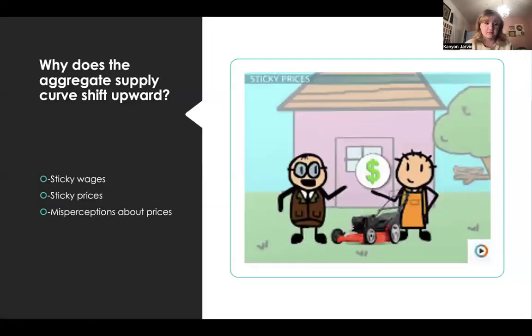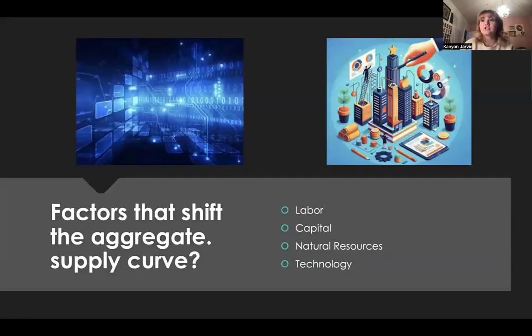Why does the aggregate supply curve slope upward? Three factors contribute to this, including sticky wages. Wages are too slow to change rapidly in the short run. Sticky prices. Prices are too slow to change in the short run. And misperceptions about prices. Factors that shift the short run aggregate supply curve are the same as the long run supply curve. And those are changes in labor, capital, natural resources, and technology.